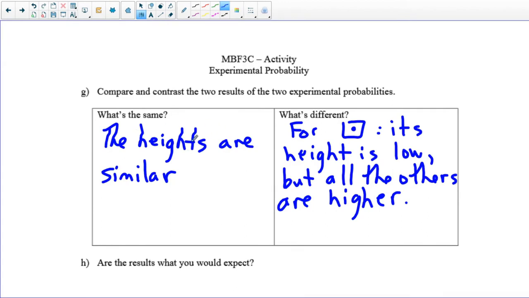So what's the same? Well, the heights are all very similar. They're not exactly the same, but they are very similar. And for at least one of our die rolls, it was quite lower than all the others. Okay, so that's what's different. Now, your results may have been different than mine. You may have had another height that was a little bit lower, or one of them that was a little bit higher. But these are the differences and similarities for my numbers.